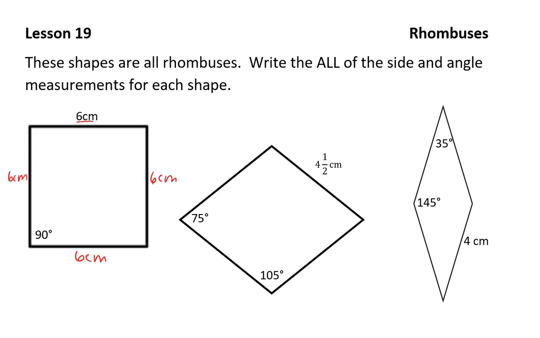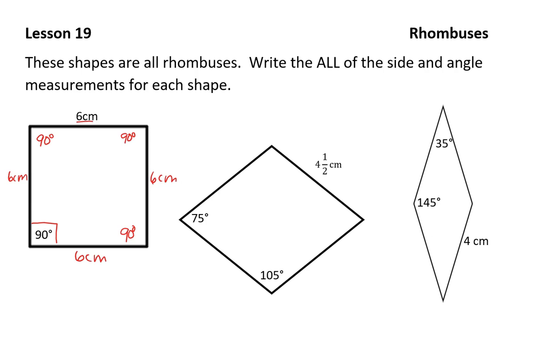I knew it was a square because of this 90-degree mark in the corner. All of the angles are 90 degrees, or right angles, and that's what makes a square a special rhombus. It has 4 equal sides and it has 4 right angles.